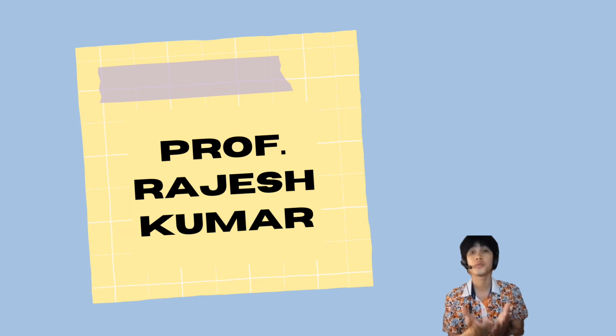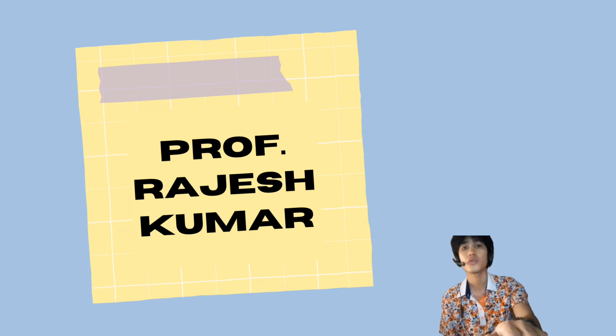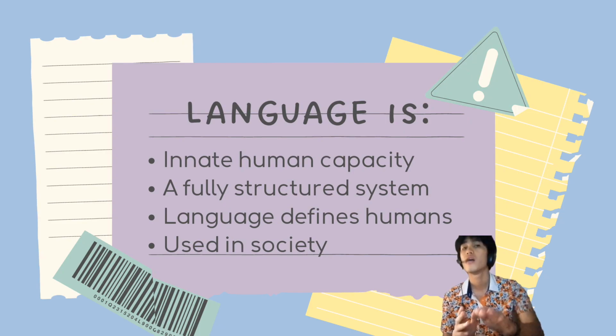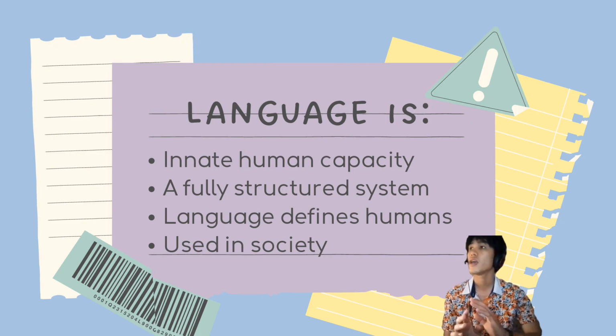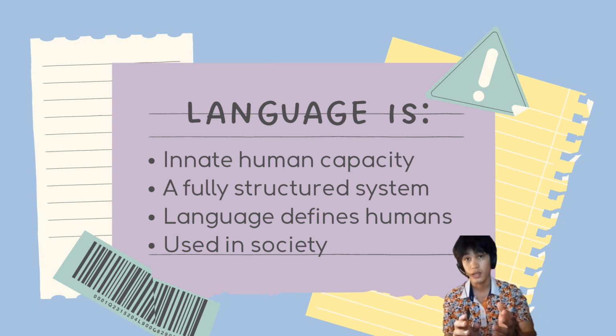And now let's move on to Professor Rajesh Kumar. So according to Professor Kumar, language is an innate human capacity, a fully structured system, and of course language defines humans, and language is used in society.